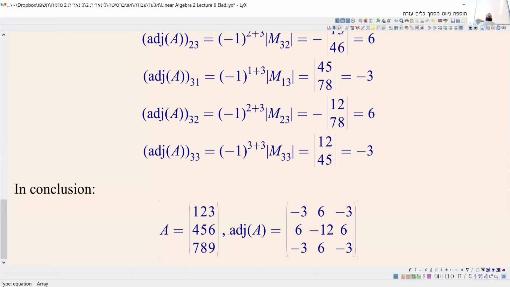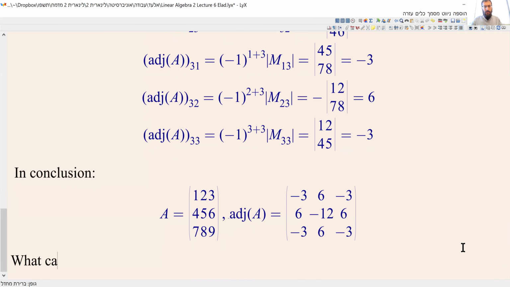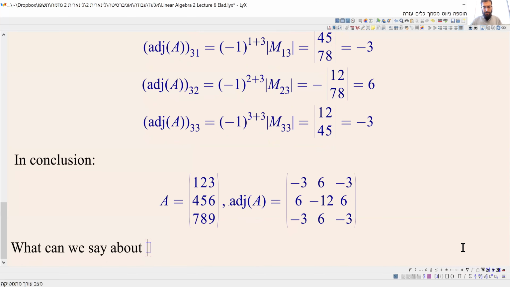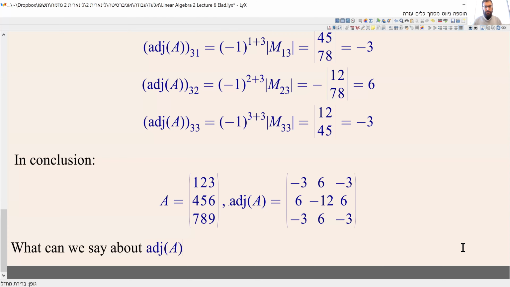Okay. Any question about the adjugate matrix? So the main question is, what do we do with the adjugate matrix? This is our main theorem. What can we say about the adjugate matrix of A? The main theorem is the following one.